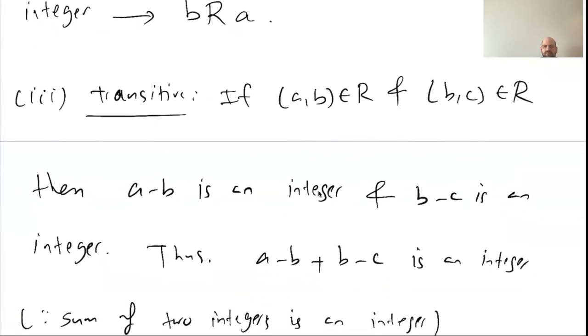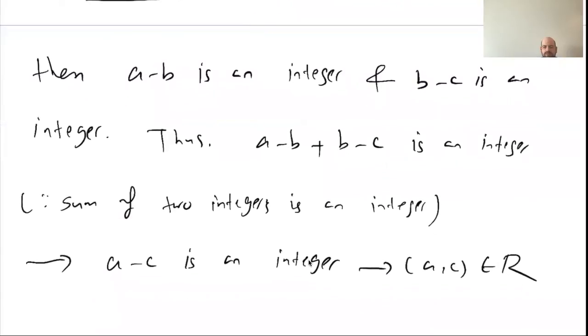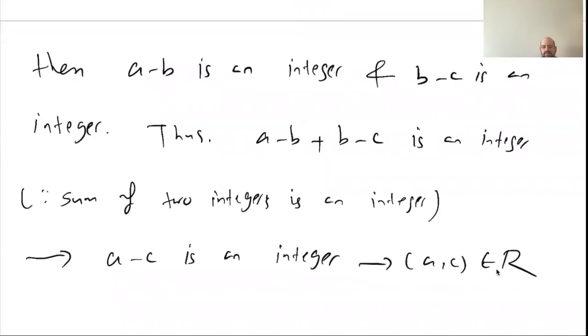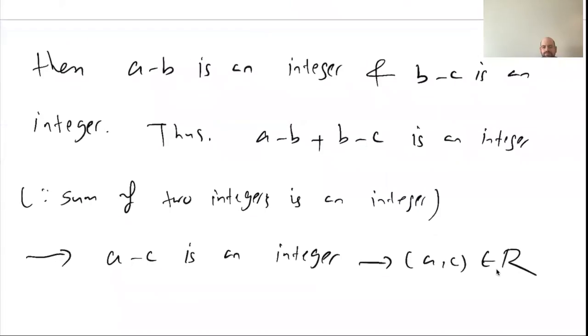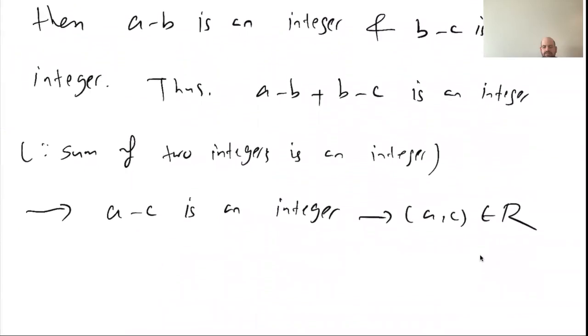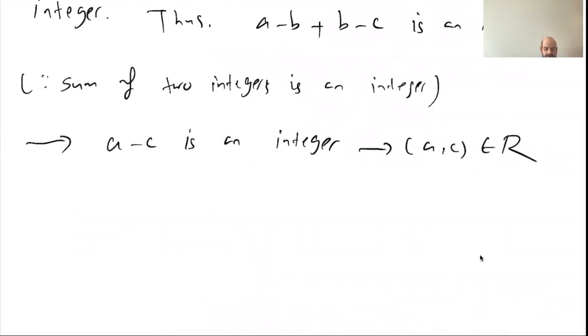And for transitive, if A and B is in R and B and C is in R, then A minus B is an integer and B minus C is an integer. So the sum of these two, which is A minus C, will also be an integer. And A minus C being an integer means A and C is in R. So we showed if A and B and B and C are in R, then A and C is in R, which means the relation is transitive, and also symmetric and reflexive. So that means R is an equivalence relation.